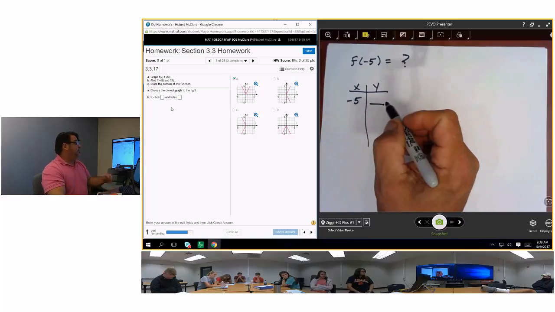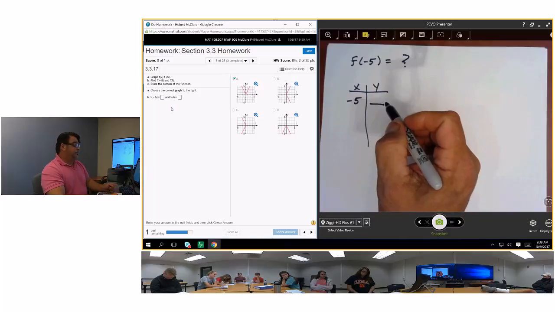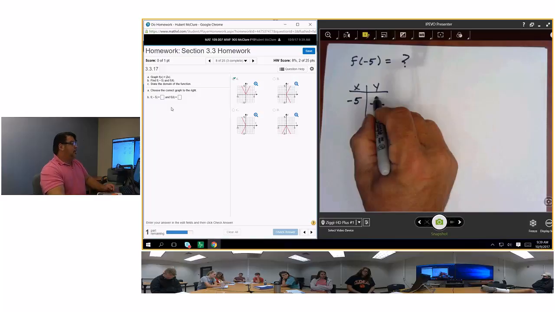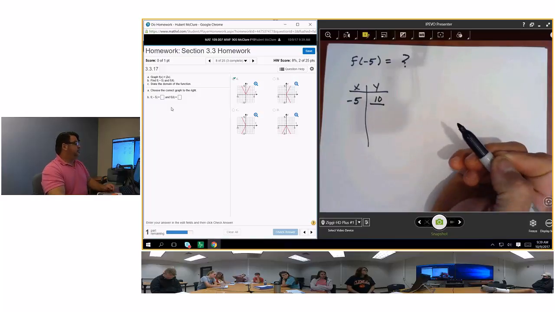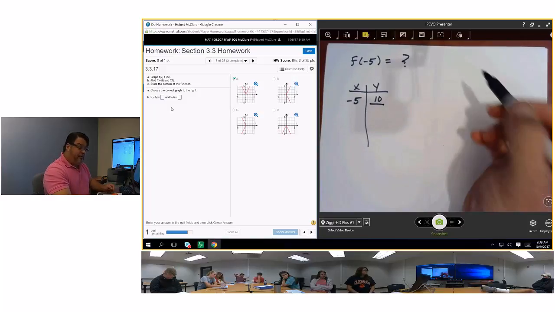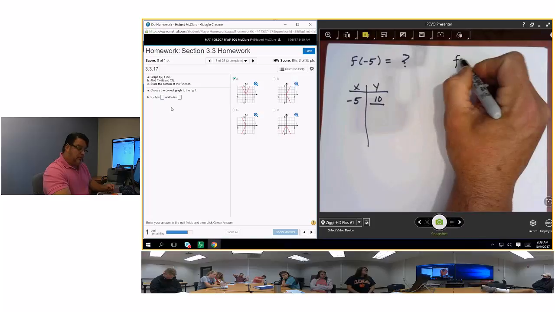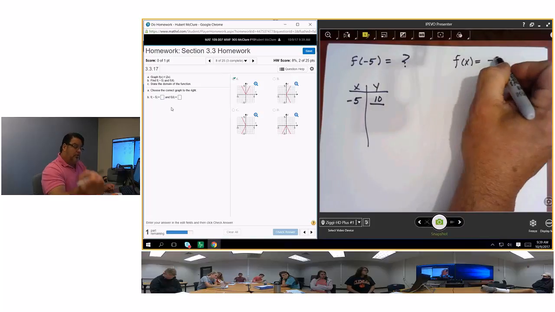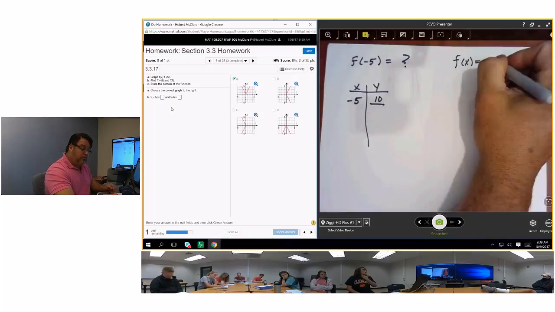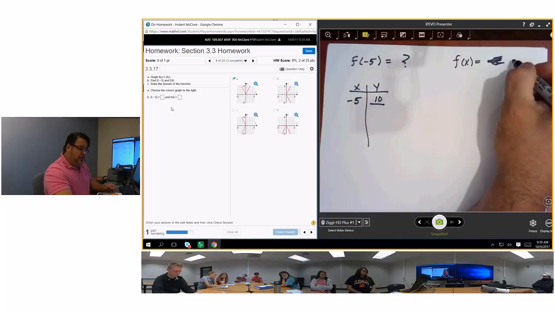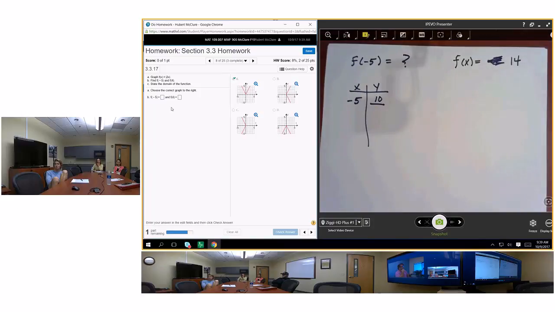But f of negative 5, what's the absolute value of 2 times negative 5? What's the absolute value of negative 10? 10. All right, so there's your answer. Now, what if I gave you this? f of x is equal to negative 14? Absolute value always turns it positive.